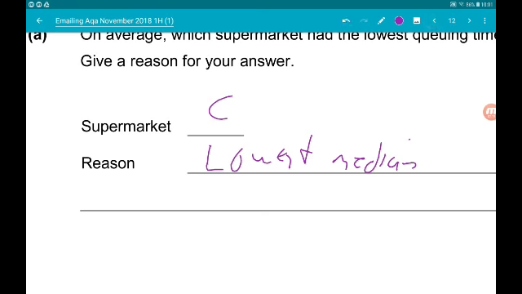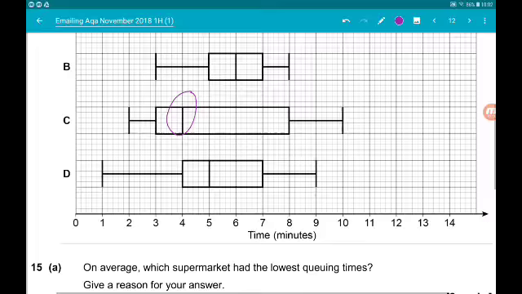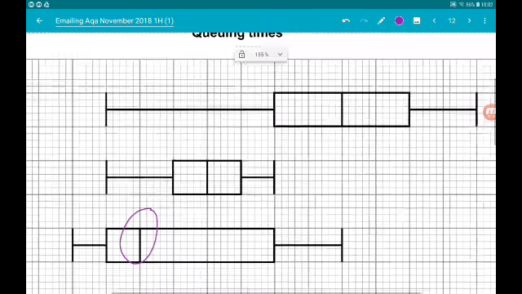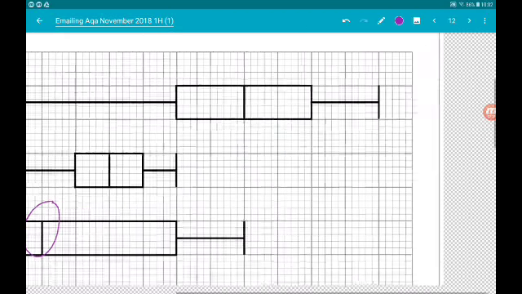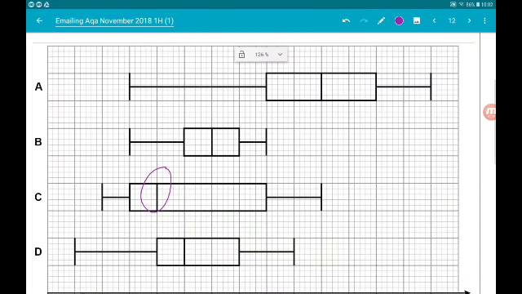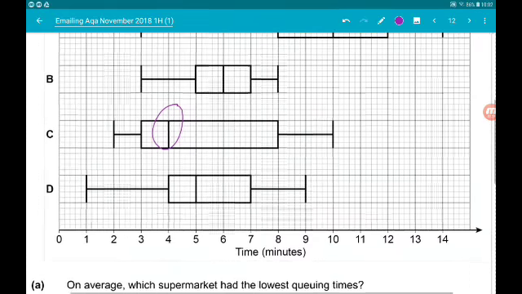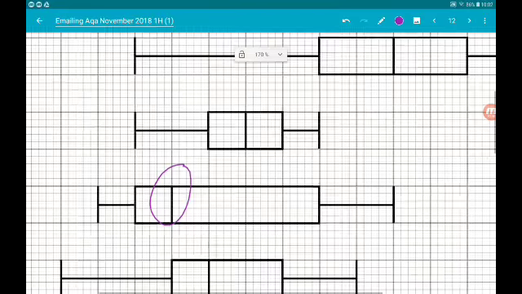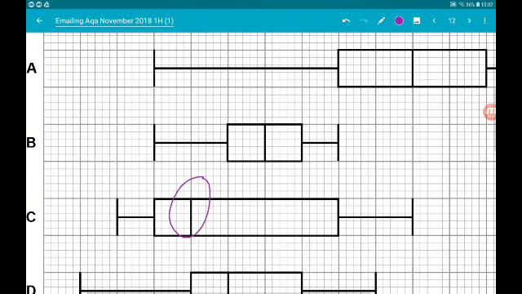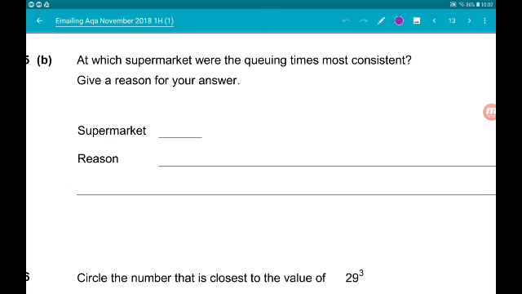So, the range is given by the two end points. So we can see that A had the biggest range, so that was the least consistent. We can see that B had the smallest range, so B is our guy, and for that we would say smallest range. Cool.